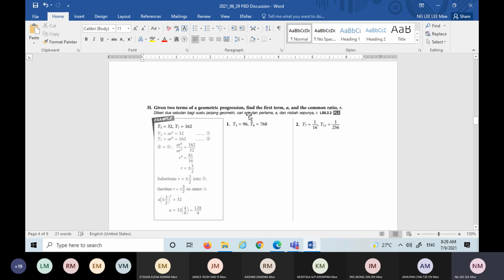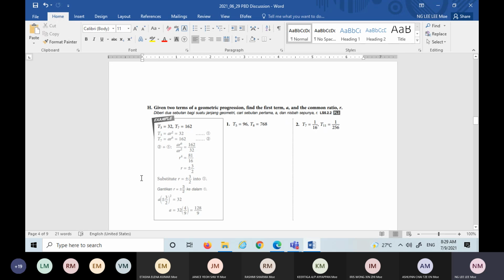During the exam, that time you will have a headache. No example given, and all types of questions are mixed together. You don't know which method to use. That one you need to worry about.